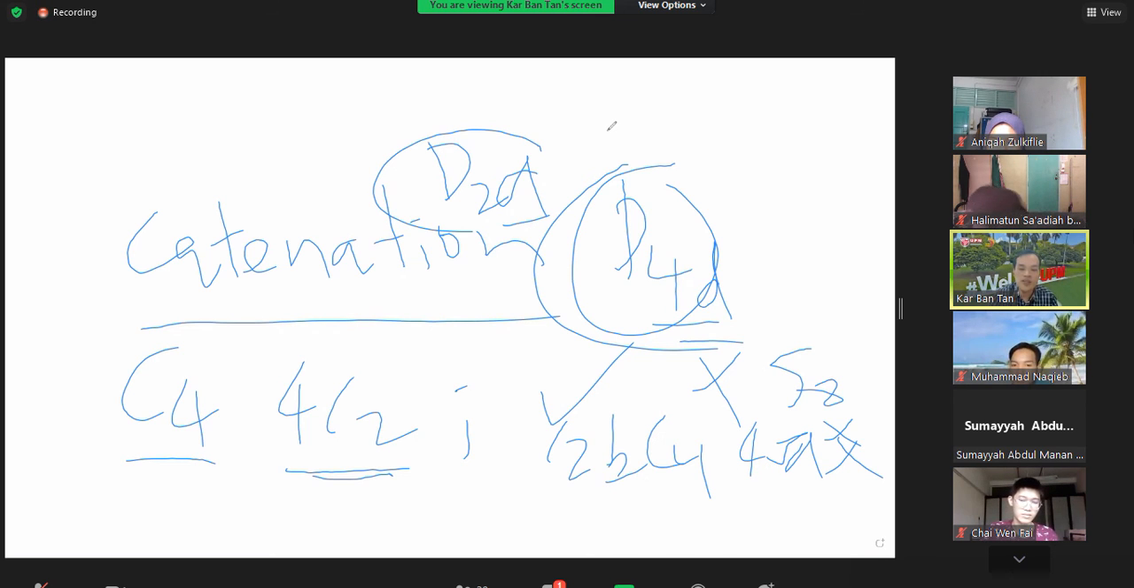So point group D4D. But what I want to highlight to you, see the similarity. This one is D4D, one is D2D. One is a 6-member ring, one is an 8-member ring.